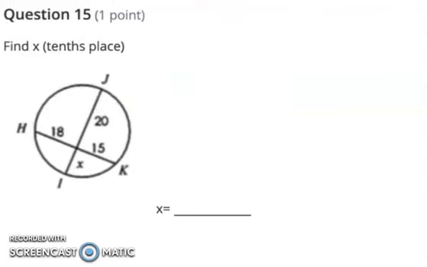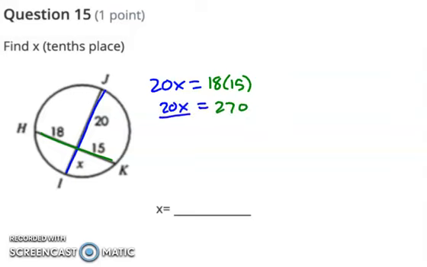Next question, 15. Find x to the 10th place. So now we're into our formulas. And for this one, the formula is blue times blue equals green times green. So I have 20 times x equal to green times green, 18 times 15. So 18 times 15 is going to give us 270. That's equal to 20x. It says to round to the 10th place, so it's not a big deal that we got a decimal here. 13.5 is going to be x.